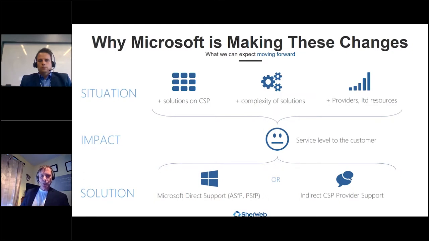And as I said, the solution is really to look into support. If you want to continue to be direct CSP or direct bill with Microsoft, look at support, and these are the two options I just covered.